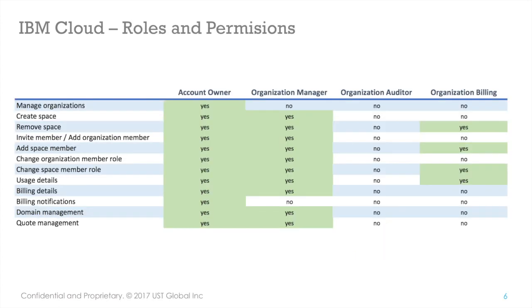The different roles and permissions are reflected in this table, where we have the 4 roles. The account owner, as we were seeing before, is the owner and can do everything. Then we have the organization auditor that can do nothing but access the different services or applications. And then we have the organization billing and the organization manager.